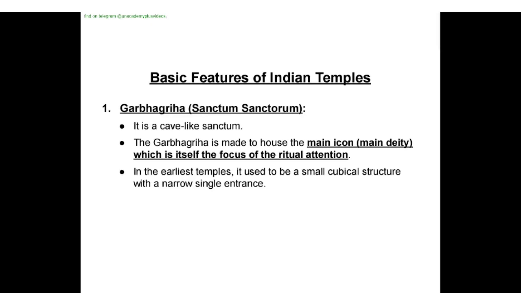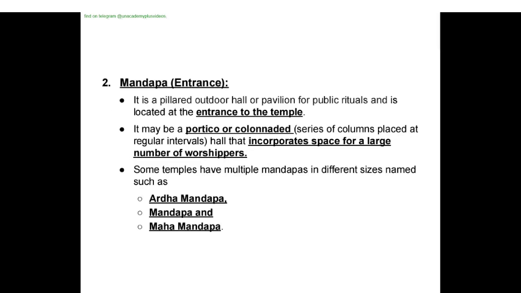Basic features of Indian temples. Garbhagriha or Sanctum Sanctorum. It is a cave-like sanctum. The Garbhagriha is made to house the main icon, the main deity, that is the main idol of the god, which is itself the focus of the ritual attention. In the earliest temples, it used to be a small cubical structure with a narrow single entrance.